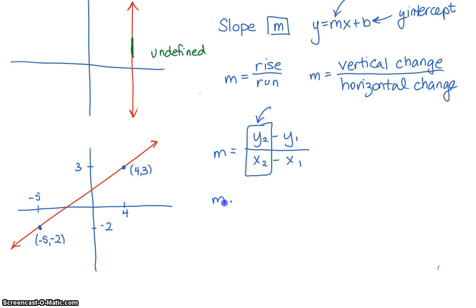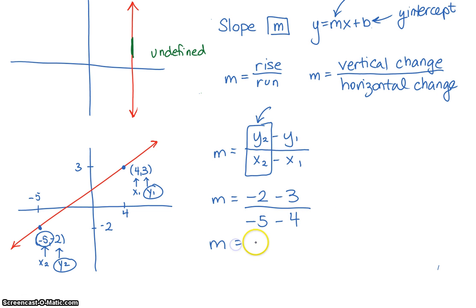So in this case, let's call this one x1, y1. And let's call this one here x2, y2. If we use our formula, I'm going to have my y2 subtract my y1. So negative 2 subtract positive 3, all over my x2, so negative 5 subtract positive 4. In this case, I'm going to get negative 5 over negative 9, which, since a negative over a negative becomes a positive, gives us 5 over 9.